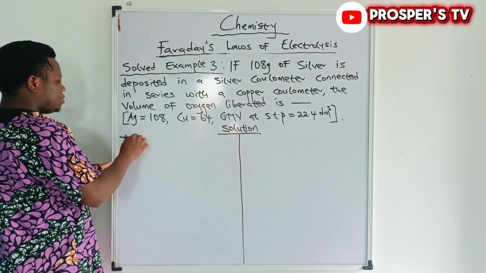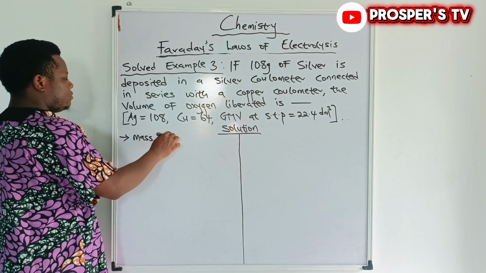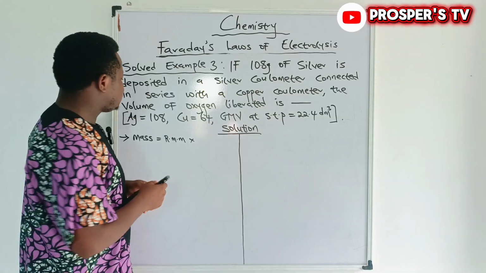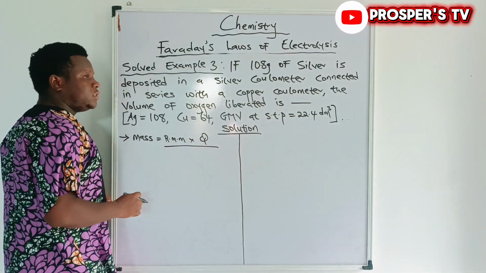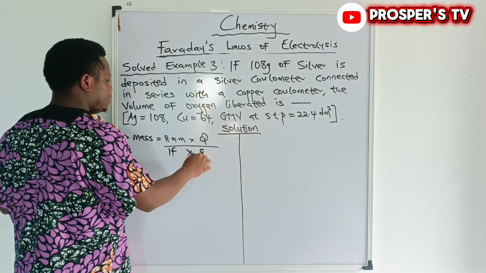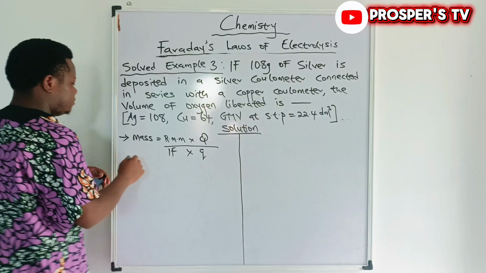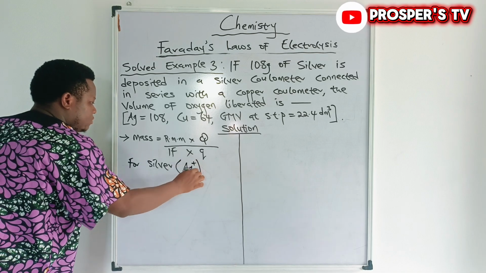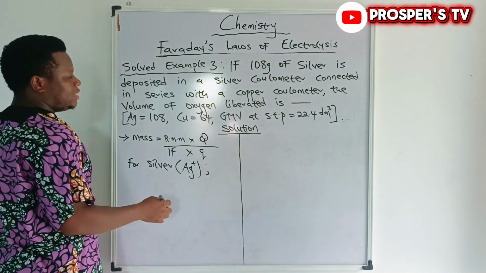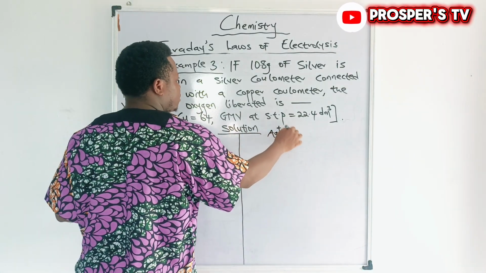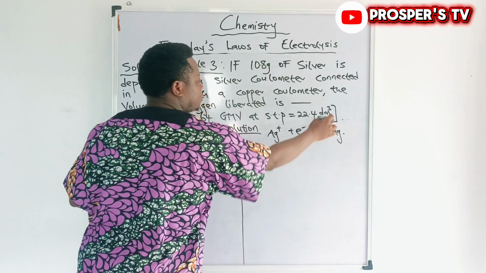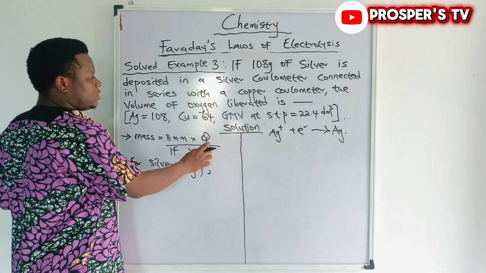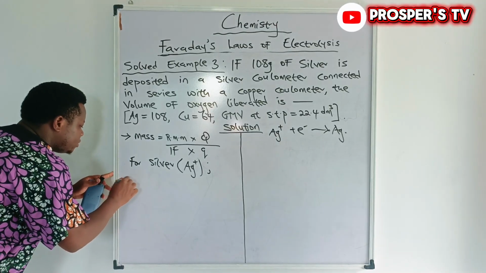We make use of our formula that says mass is equal to relative molecular mass times your quantity of electricity, all divided by the value for 1 farad times your Q. So for your silver, which is Ag plus, remember the charge there is 1. If we are to write the equation for the deposition of silver, it's going to be Ag plus 1 electron to deposit Ag. So for 1 mole of Ag to be deposited, we need just 1 farad of electricity. So that's Q, represent this 1.